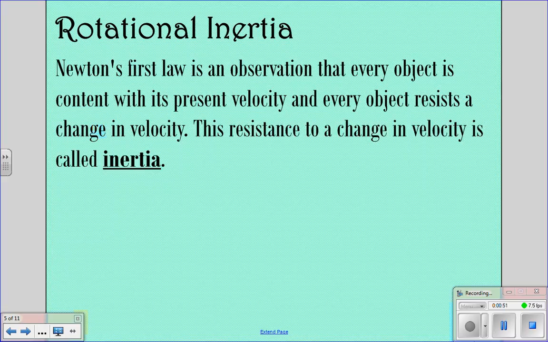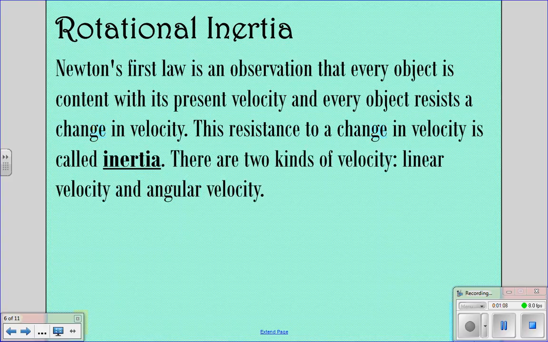The resistance to a change in velocity is called inertia. Some of y'all may have heard that word in another science class, or just heard it around. Someone has mentioned it before. But inertia is the resistance to change in a velocity. We have two kinds of velocity. We have talked about both of them this year. We've got linear velocity and we have angular velocity.